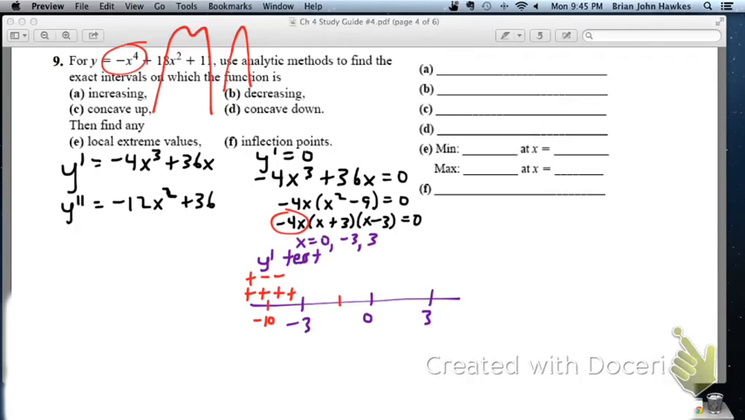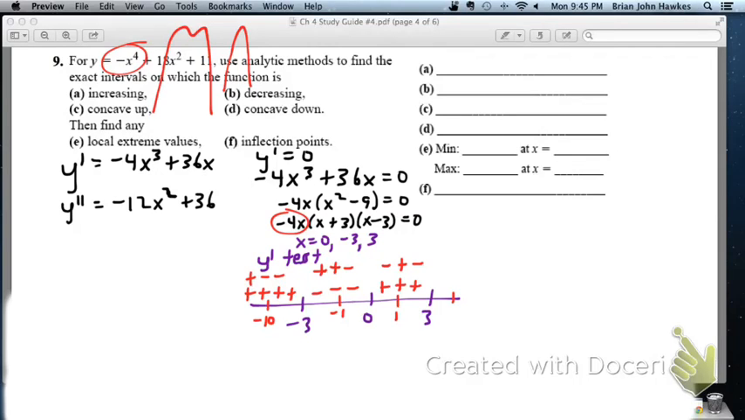In between negative 3 and 0 we have a negative 1, let's say. First term would be positive, and then second term, negative 1 plus 3 is positive, and negative 1 minus 3 is negative. So on the interval from negative 3 to 0, we see that y prime is negative. Okay, and in between 0 and 3, we can replace x with 1, let's say. Negative 4 times 1 is negative, 1 plus 3 is positive, 1 minus 3 is negative, and so on the interval from 0 to 3, y prime is positive.